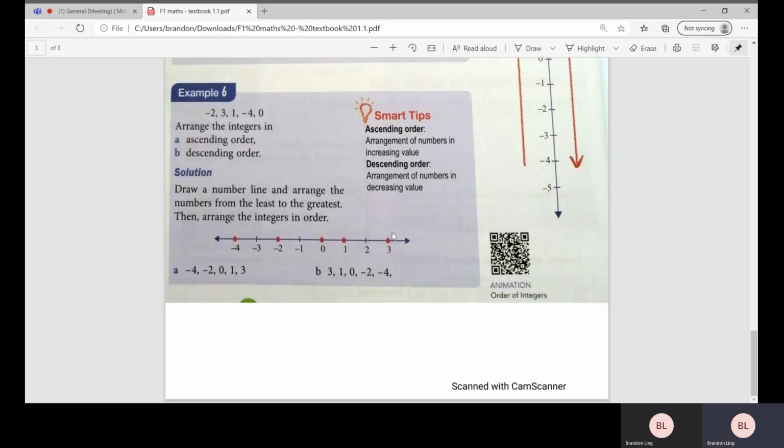The inverse will be the descending order. Descending order means from the greatest number 3, it goes down to -4. So you have 3, 1, 0, -2, and finally -4 for part B. Thank you.